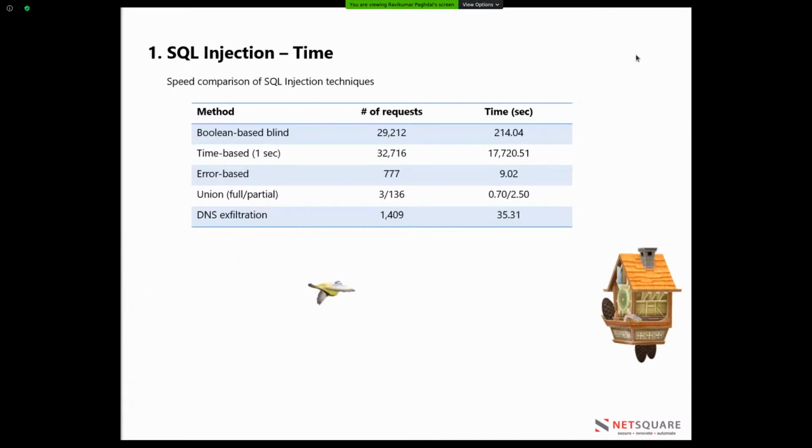In union-based, if the data is fully retrieved, you need just 3 requests, and partially you can hit 136 requests, and the time is 1 second or 2.50 seconds. In DNS, I can say DNS exfiltration has a higher ratio than Boolean-based and time-based. So you need to create just around 1,400 requests, and even if you focus on time specifically, the achieved ratio is higher compared with Boolean-based and time-based.